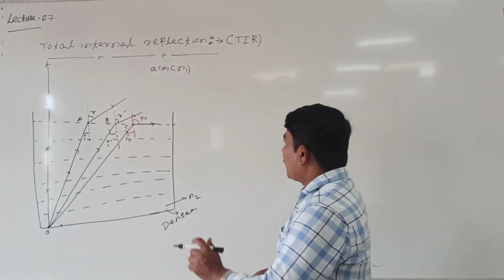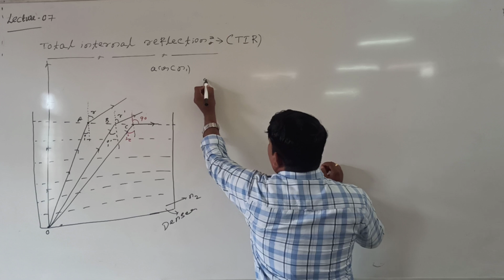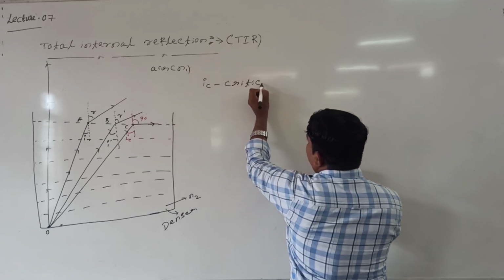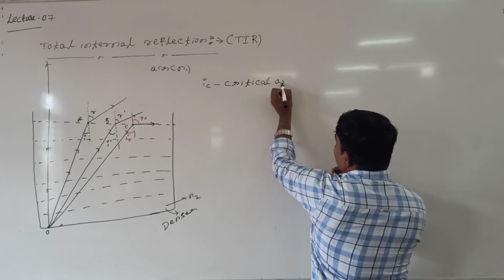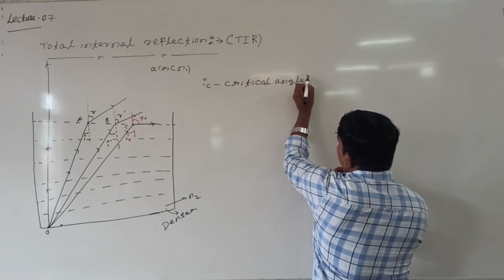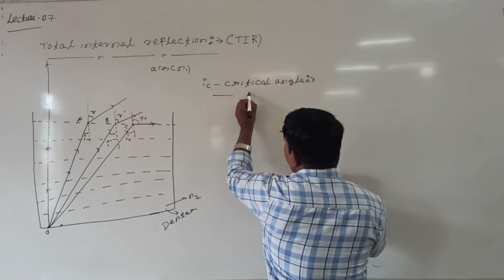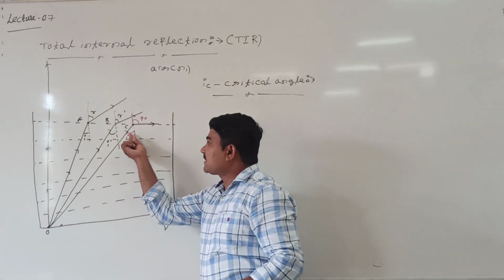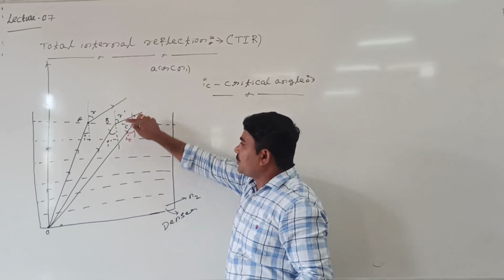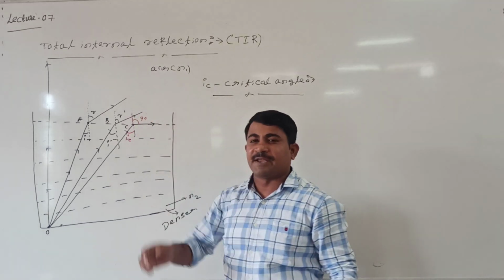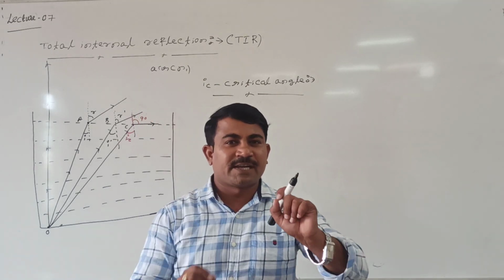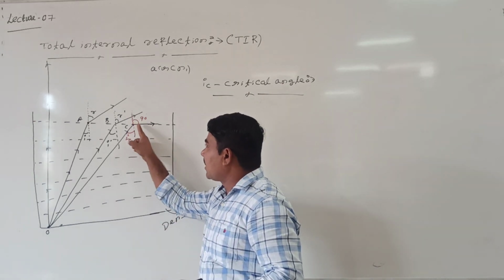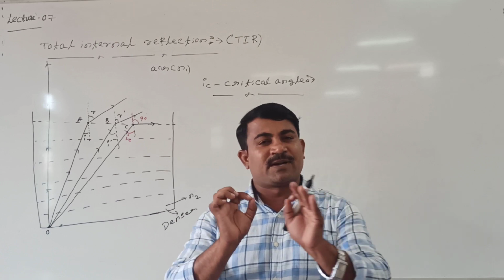See here. What is IC here? This IC I can call critical angle. See here, this critical angle, how to define? Look at it. The angle of incident in the denser medium for which the angle of refraction is 90 degrees. What is critical angle? Angle of incident in the denser medium for which angle of refraction is 90 degrees, that angle is called as critical angle.